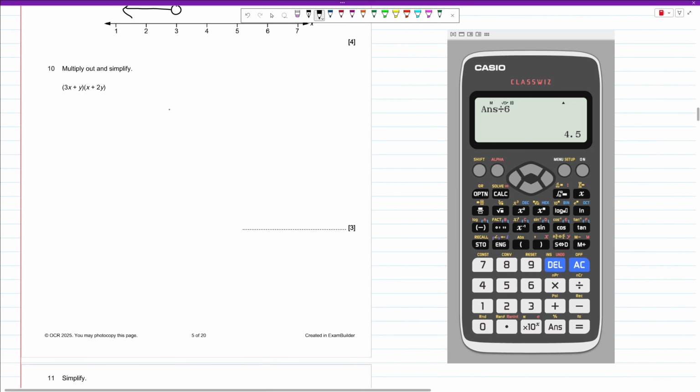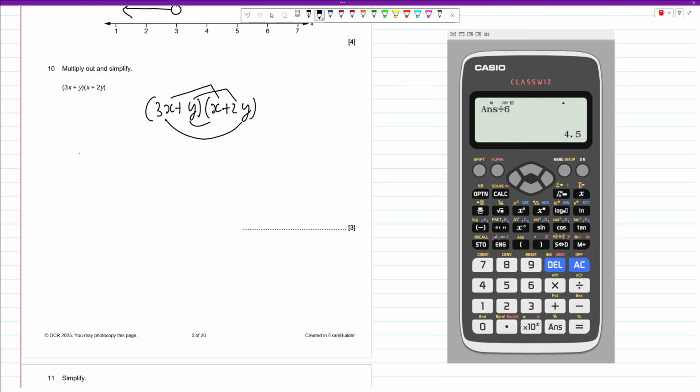Okay, next one. 3x add y, x add 2y. Let's expand this. We've got 3x squared, add xy, add, sorry, I'm skipping steps. Right back to the start on this one, sorry. Right.